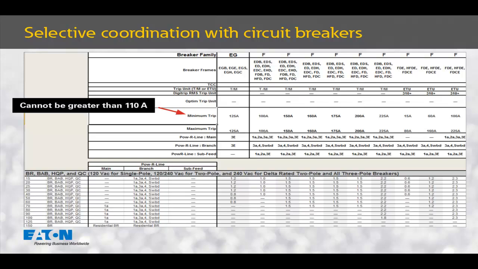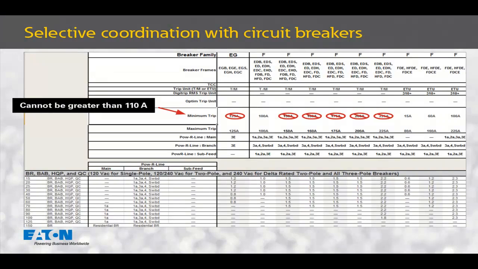This is the circuit breaker selective coordination table, which tells us to what level each circuit breaker pair selectively coordinates to. Across the top, you have the upstream circuit breaker, and down the left-hand side, we have the downstream circuit breakers. The minimum trip is going to be an important parameter, as it cannot be greater than 110 amps.